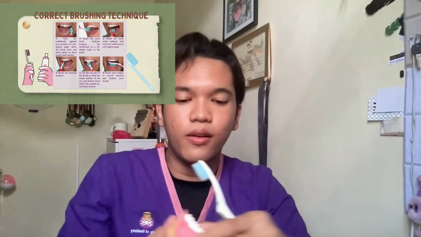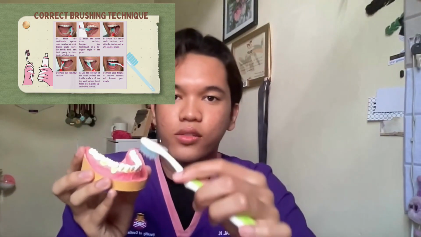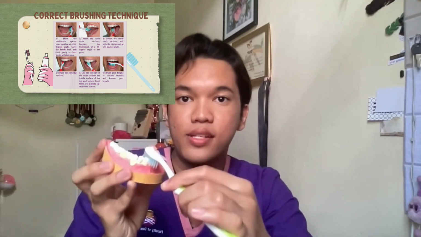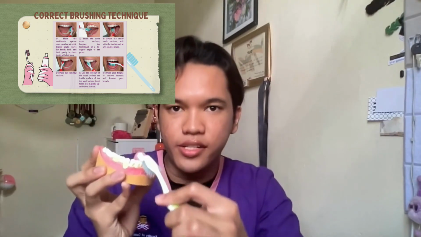Step 4 is clean behind the front teeth. How to do it is tilt the brush vertically and use up and down strokes to clean the back of your front teeth, such as this. And for the anterior lower teeth, you can also tilt the brush vertically and use up and down strokes to clean the back of our anterior teeth.